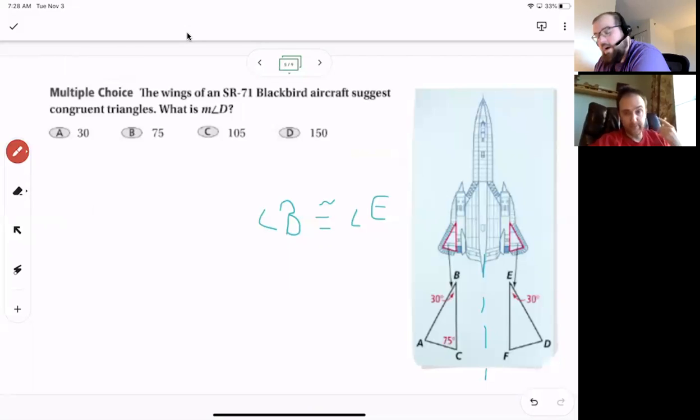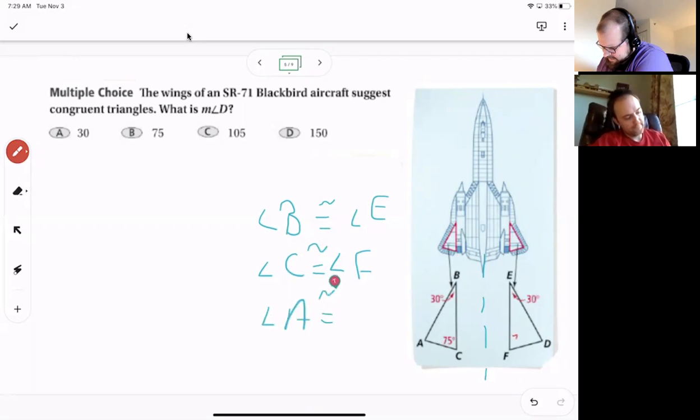Oh, I realized that. That makes sense. Since we're reflecting, C and F are going to match up. So if I'm thinking about this in terms of angles, this suggests that 75 degrees would be F because those match up and would be congruent?